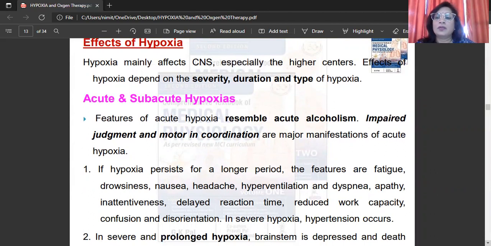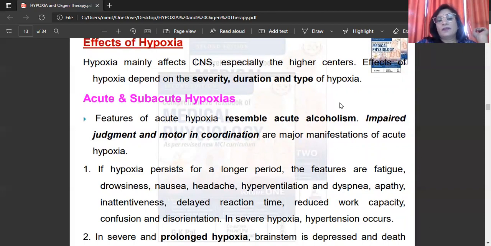Then what are the effects of hypoxia? You are being asked the question, what are the effects of hypoxia? We will study. It is mainly affecting the central nervous system. Remember, it is mainly affecting the CNS, especially the higher centers. Many centers depend upon the oxygen. So severity, duration, and type of hypoxia; it will all depend upon the hypoxia.